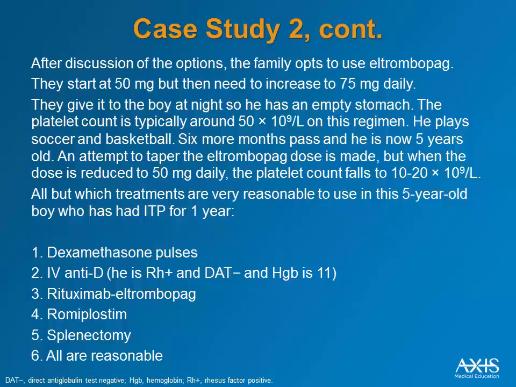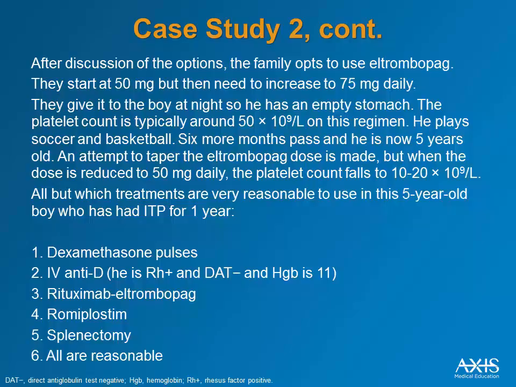Now 6 more months on, he is 5 years old, and an attempt is made to taper the eltrombopag down to 50 milligrams daily, but when this is done, the platelet count falls to 10 to 20,000. He has a nosebleed or two again. And now the question is, which treatments are very reasonable to use in this 5-year-old boy?